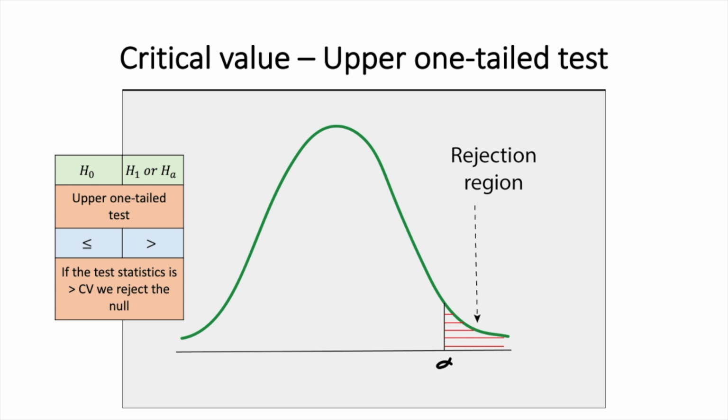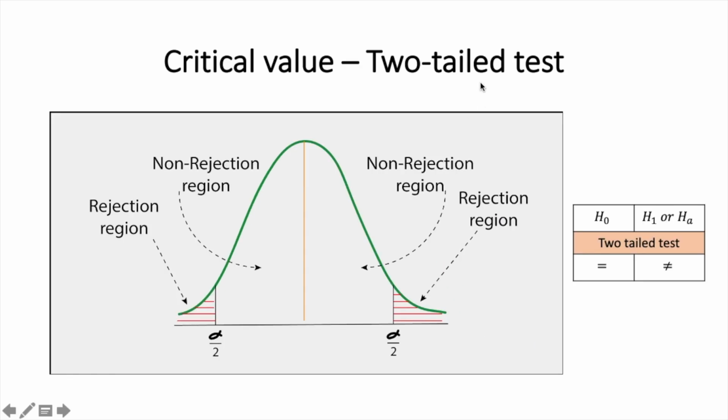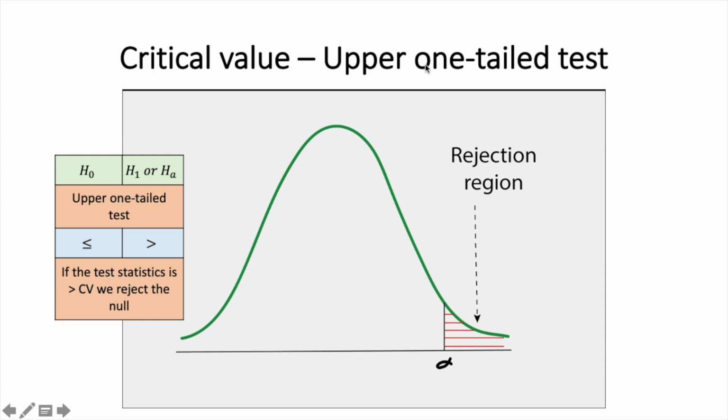So you need to bear in mind whether you need to use a two-tailed test. Remember, the sign will be equal. Lower one-tailed test, when the sign in your alternate here is less than. Upper one-tailed test, you can see it's on the right-hand side here, when the symbol for your alternate is greater than. So it will be easier for you to determine your critical value.